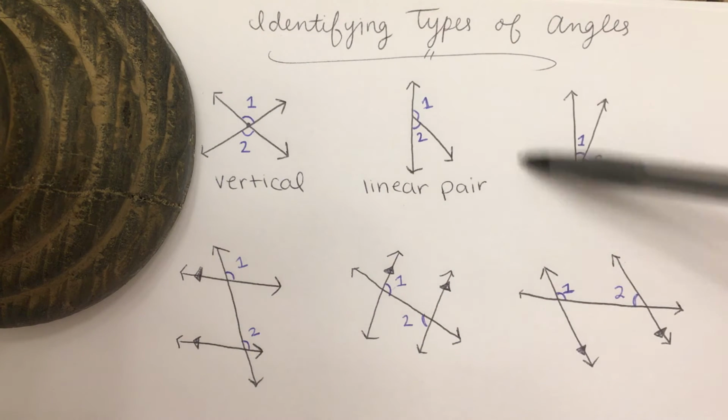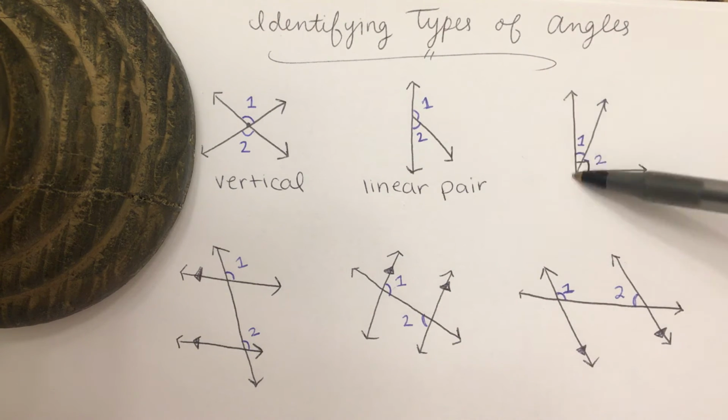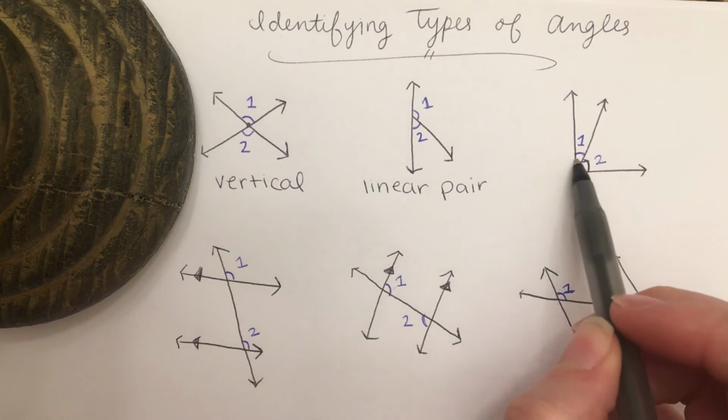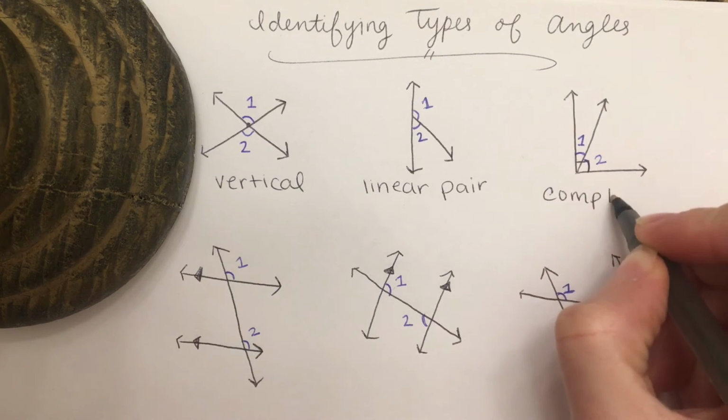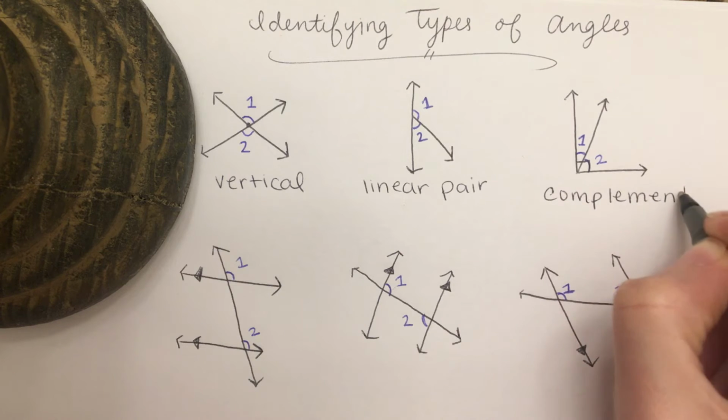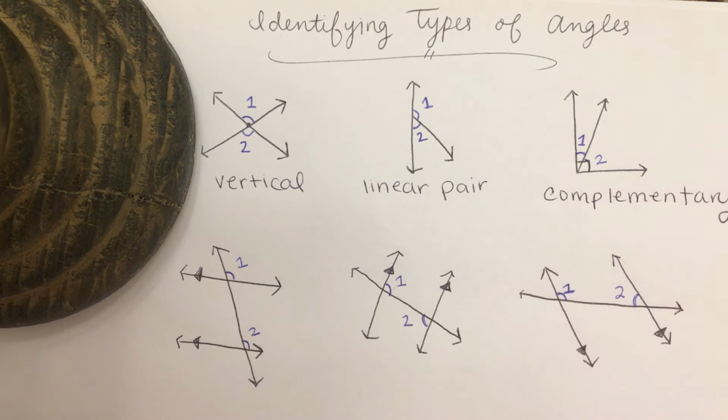And then if we come over here to this one, we've got angle 1 and angle 2. They again are right next to each other, but if you look closely, you should notice this right angle box here, letting us know that both of these angles will add up to 90 degrees, giving them a relationship of being complementary to one another because they add up to 90.